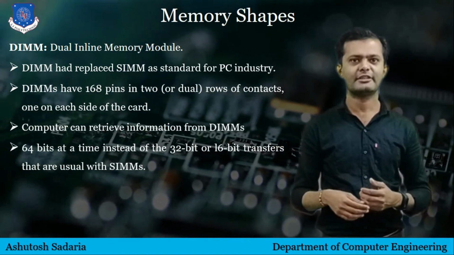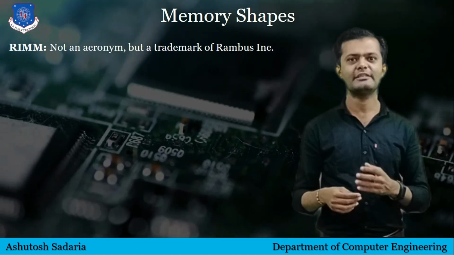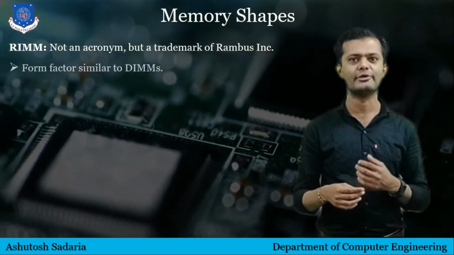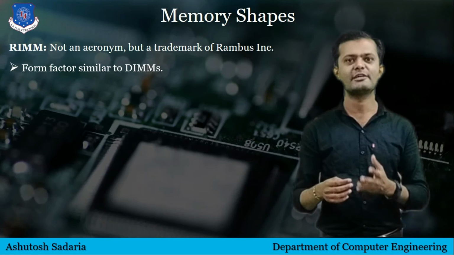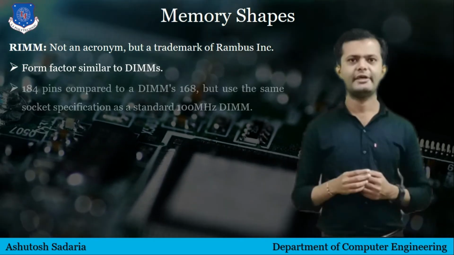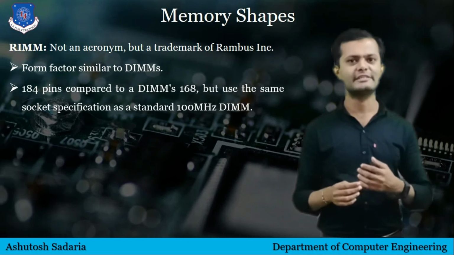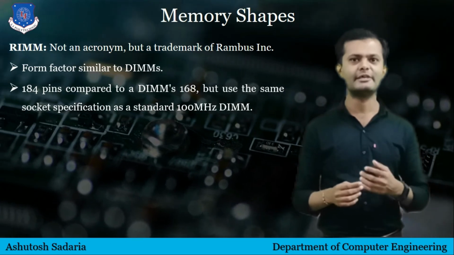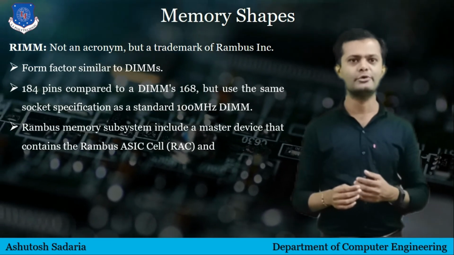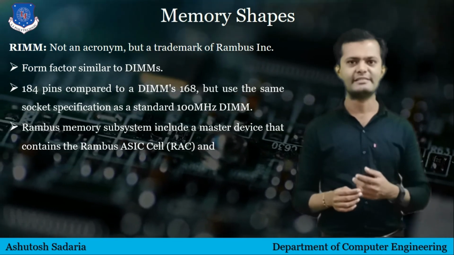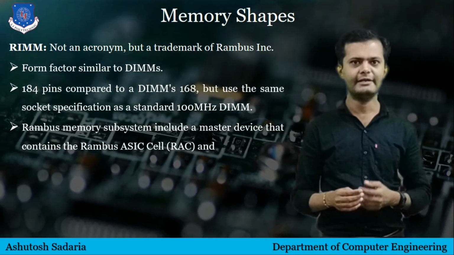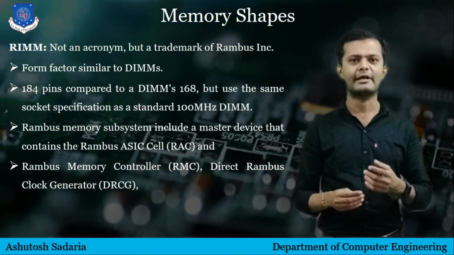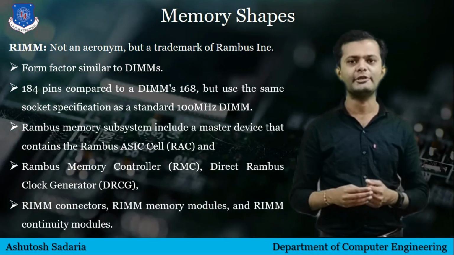The next is RIMM. The name RIMM is not an acronym but is a trademark of Rambus Inc. The RIMM connectors have form factors similar to DIMMs and fit within the same board area as the footprint for a DIMM connector. They have 184 pins compared to DIMM's 168, but use the same socket specification as a standard 100 MHz DIMM. The major elements of a Rambus memory subsystem include a master device that contains the RAM ASIC cell called RAC and the Rambus memory controller RMC, direct Rambus clock generator DRCG, RIMM connectors, RIMM memory modules and RIMM continuity modules.